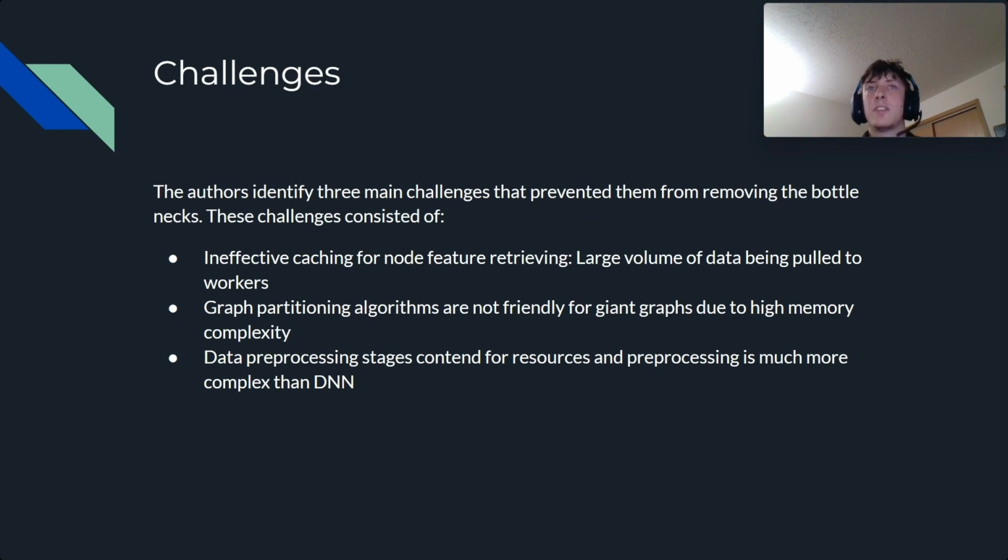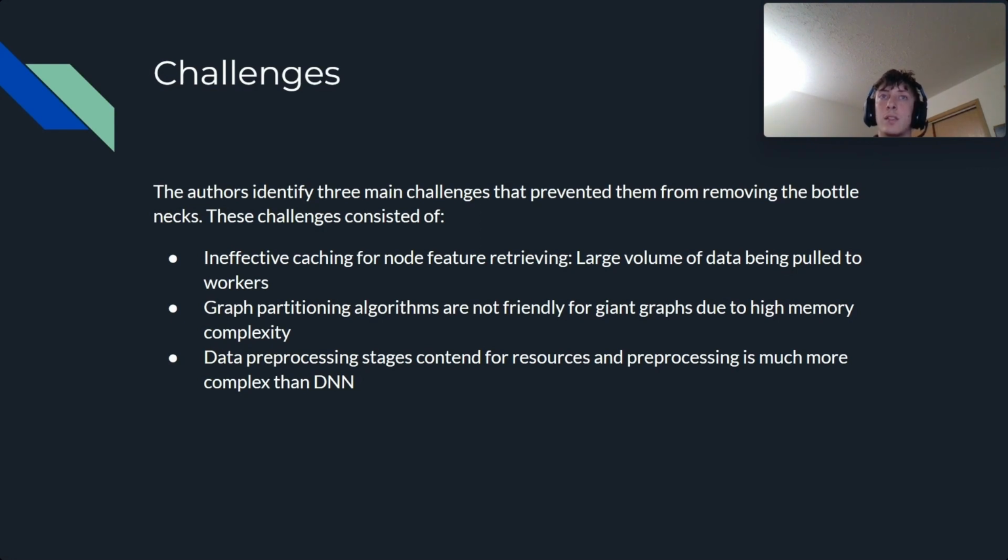When we look at the challenges that the authors had to overcome in this paper, there are three main topics that were more challenging than others. First is the ineffective caching for node feature retrieving. When a large graph is being processed, the volume of data overloads the workers. Workers are part of the worker machines within each GPU. The workers are the ones who run these batches through the graphic neural network model and calculate the loss function.